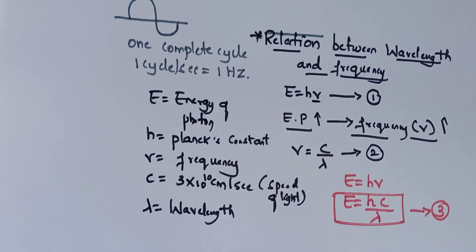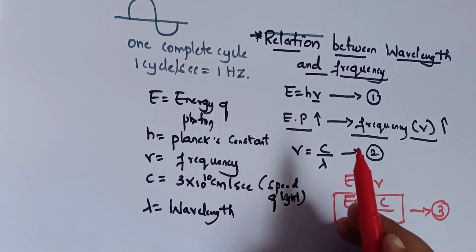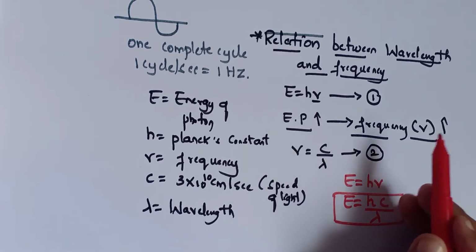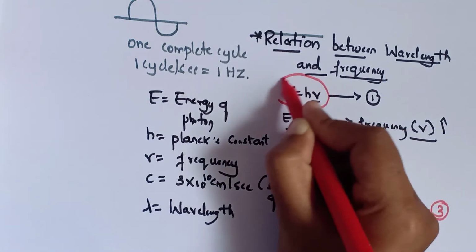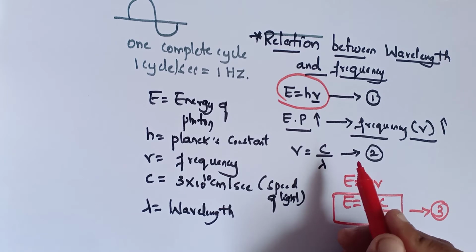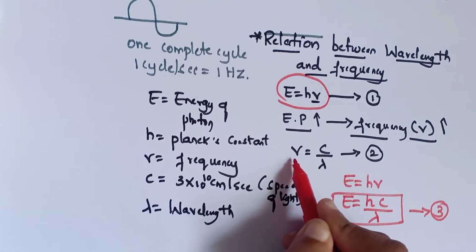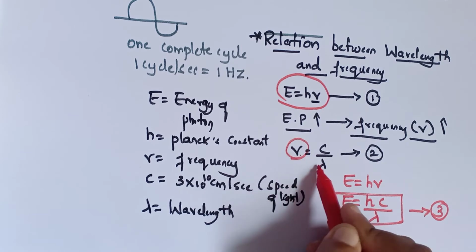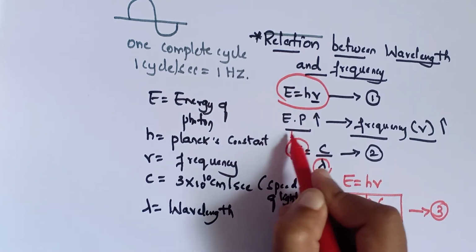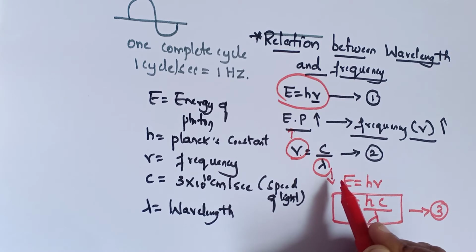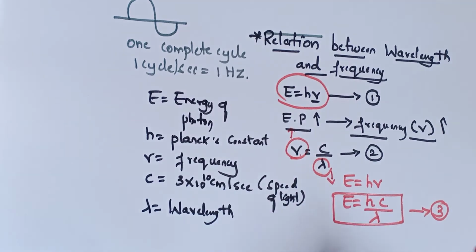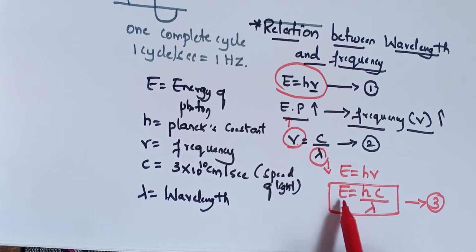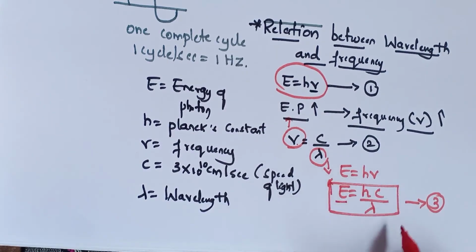So here we can conclude that if the energy of a photon increases, the frequency also increases according to the first equation. Coming to the second equation, frequency is inversely proportional to wavelength. So if the frequency increases, wavelength decreases. So in the final equation, if the energy of a photon increases, then the wavelength decreases. Why? Because they are inversely proportional to each other.